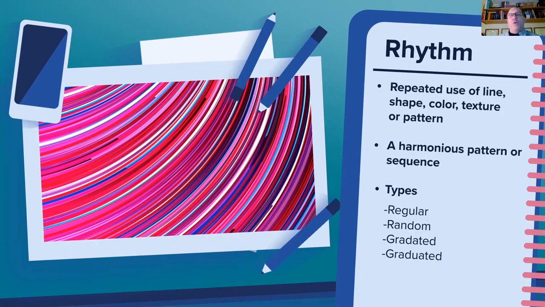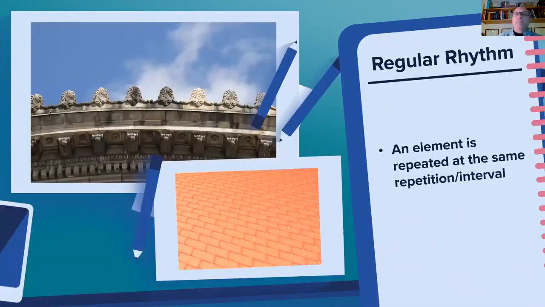Rhythm, we have 4 different types: regular, random, gradated, and graduated. So let's take a look at those. Regular rhythm, yes, we have a pattern that you're going to see. It's easy to see, repeated over and over and over. The top picture, we have those fleur-de-lis up on top. We have probably gargoyles underneath there, but we have the same pattern.